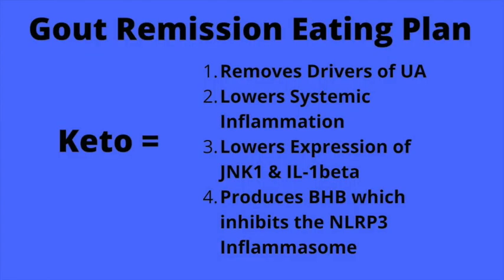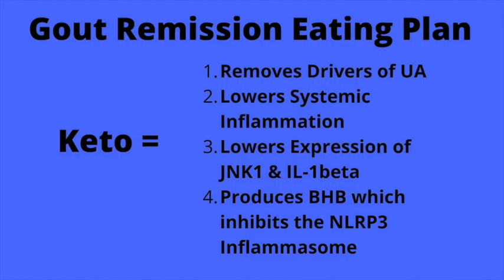So on this last slide, what I want to do is remind you what a gout remission eating plan consists of. First and foremost, we have to remove the drivers of intracellular uric acid. That means we have to eliminate the alcohol, and we have to eliminate high glycemic meals, right? We don't want the hyperglycemia because we don't want to activate the polyol pathway. And we also need to eliminate fructose, which means that we need to stop eating sugar, high fructose corn syrup, agave syrups, honey, and processed food.